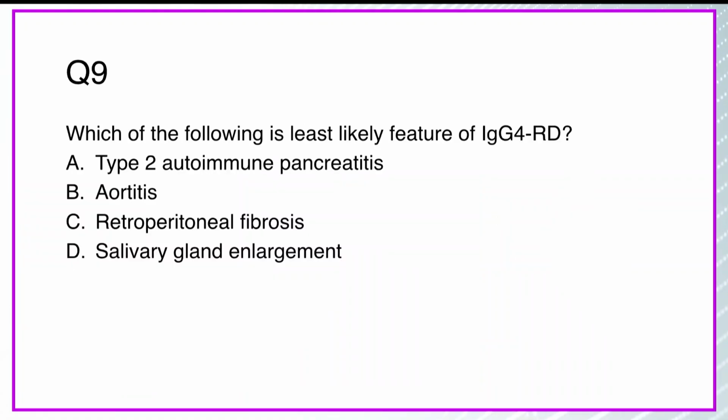Which of the following is the least likely feature of IgG4 related disease? Type 2 autoimmune pancreatitis, otitis, retroperitoneal fibrosis, or salivary gland enlargement.